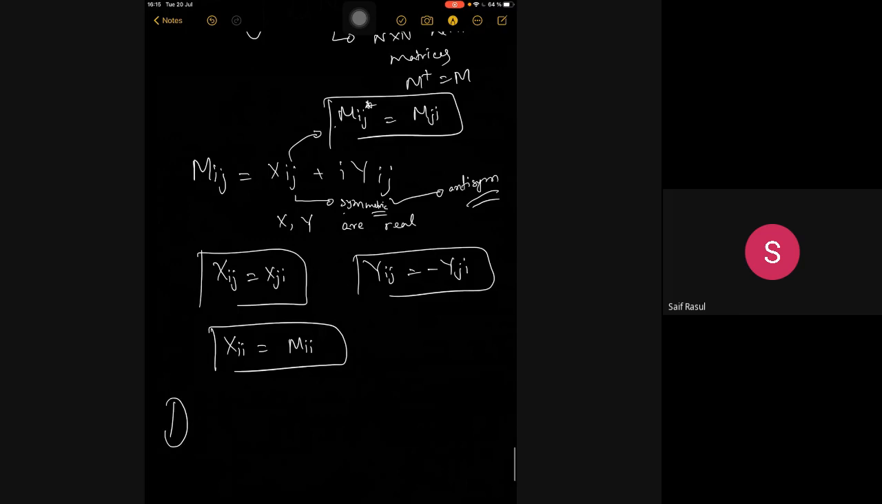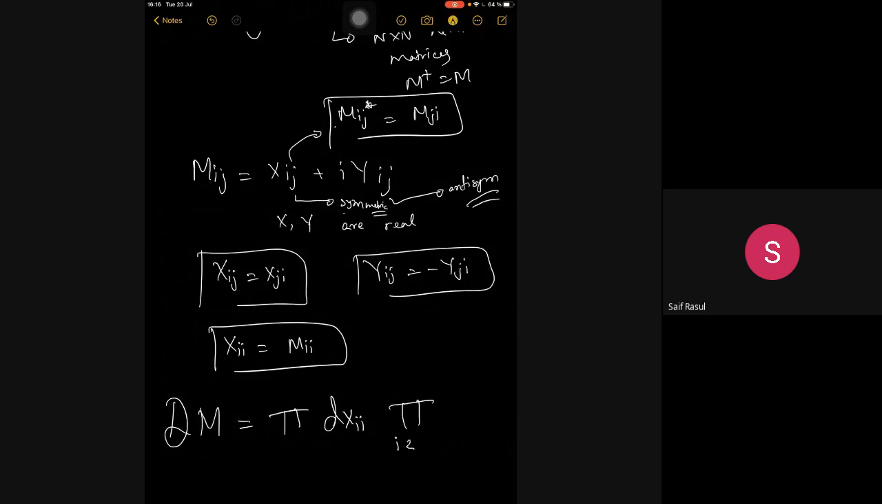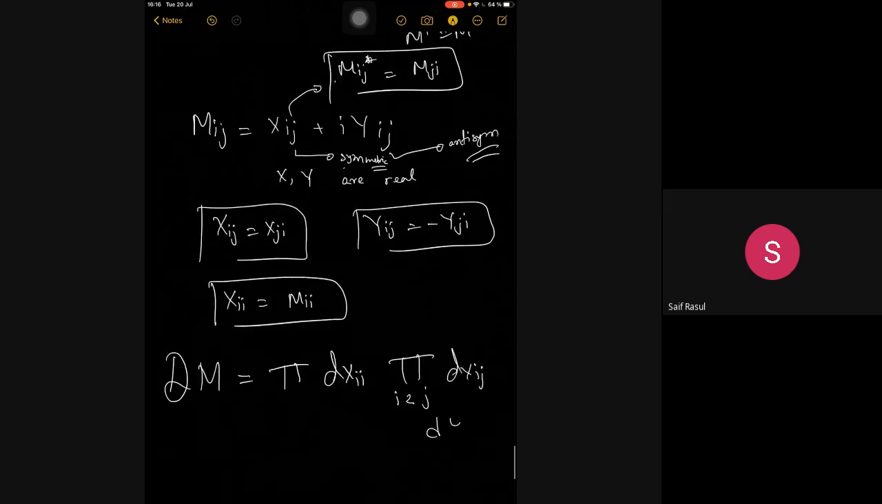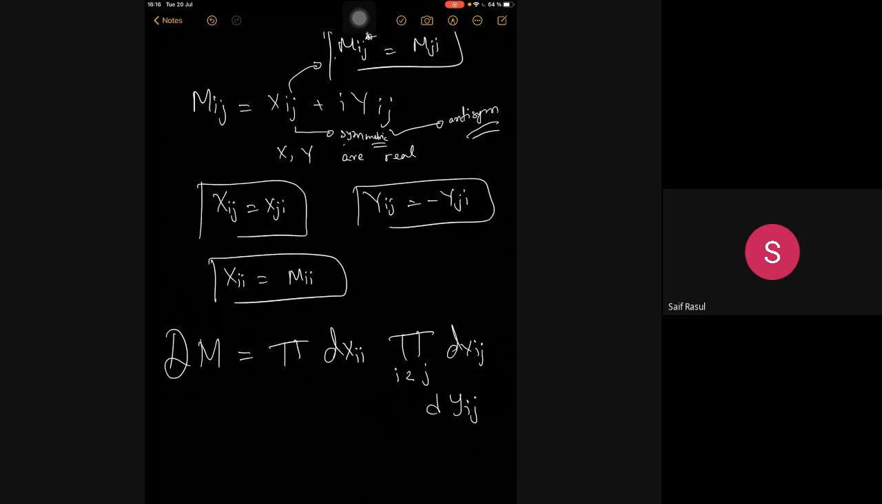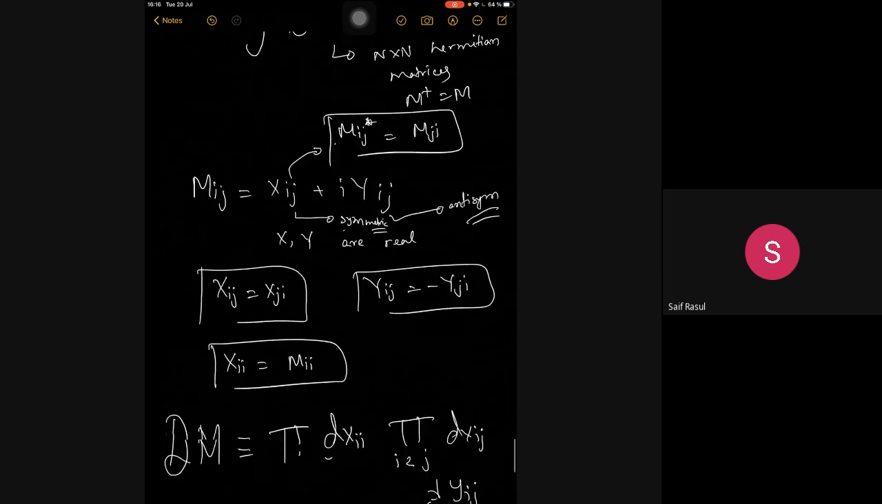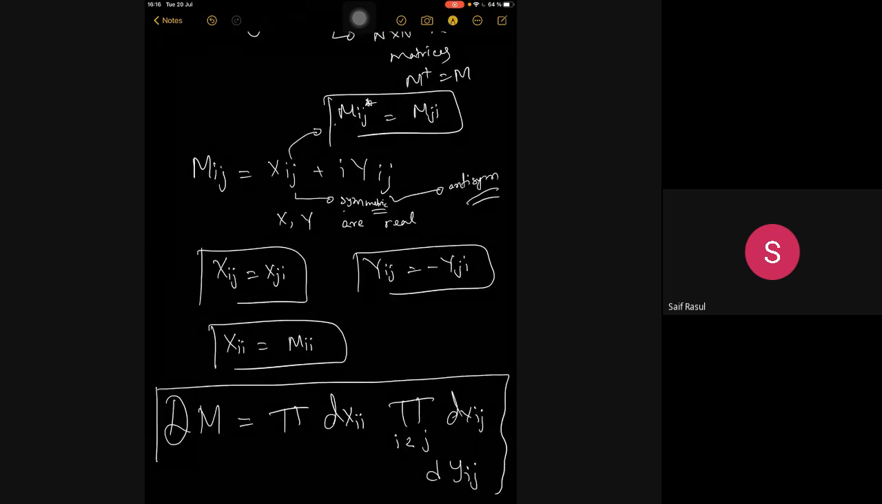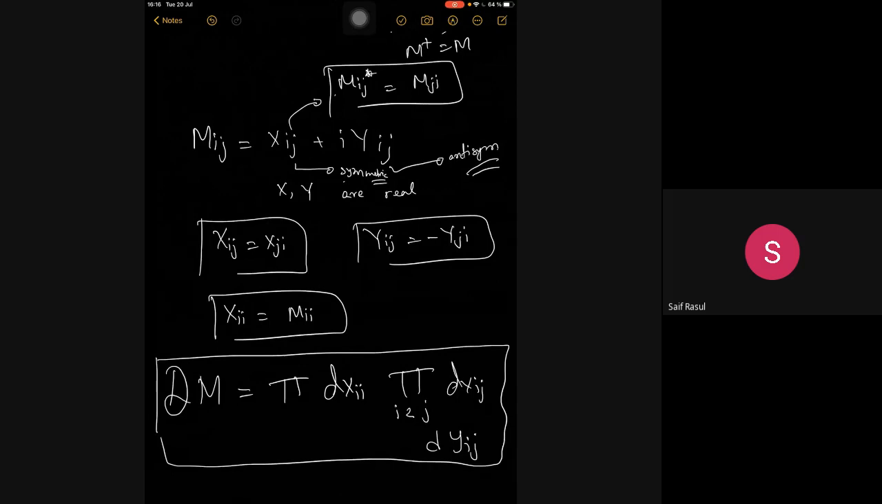So our measure, we can write our measure like this. That is, a product of all my diagonal entries and a product of the off-diagonal entries. So this is how my measure will look if you write it in component form. That is, if you write it in terms of the components of a matrix, it will look something like this.